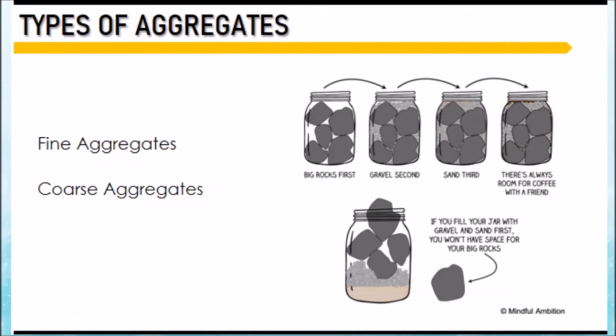Kung coarse aggregate lang naman din ang gagamitin natin, walang kasali na fine aggregate, so ano yung mangyayari? So the greater the aggregate size, the larger will be the voids, resulting in a wastage of binding material, which is the cement. So we must use a mixture of coarse and fine aggregate when using it for concrete.